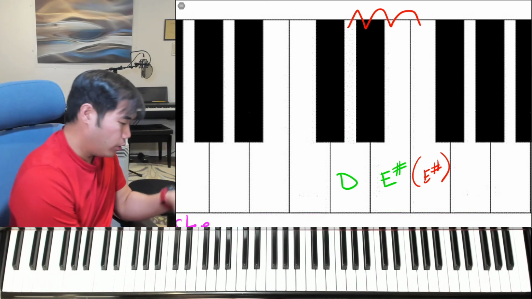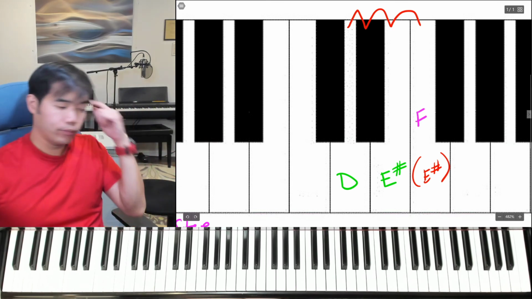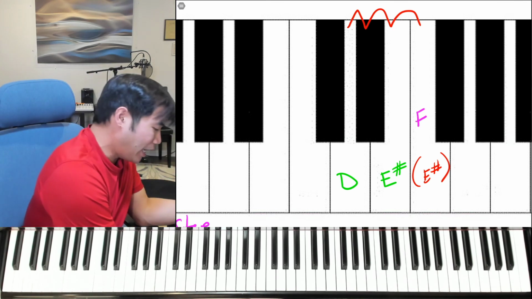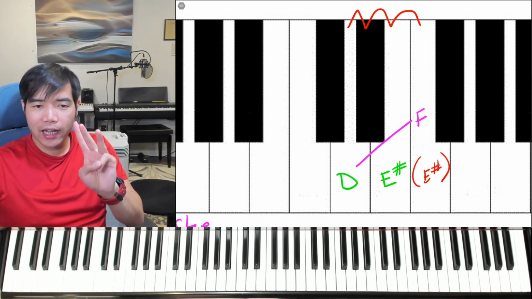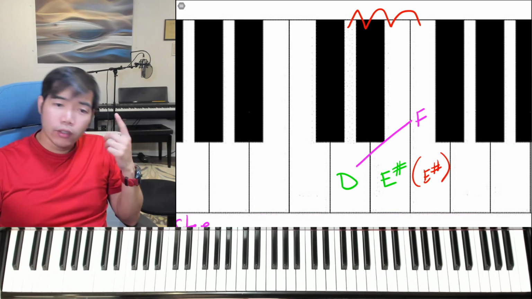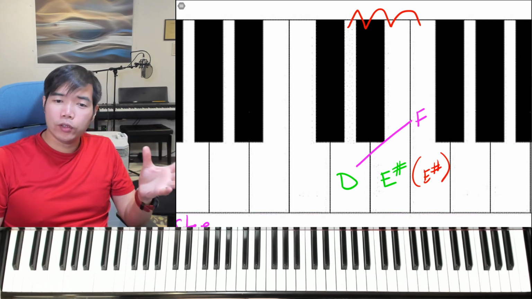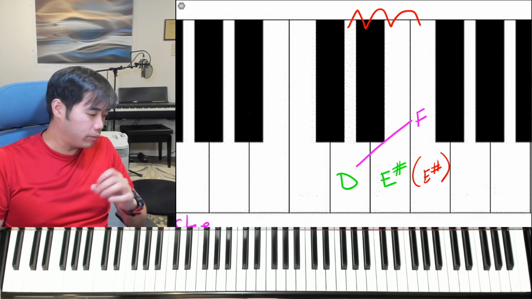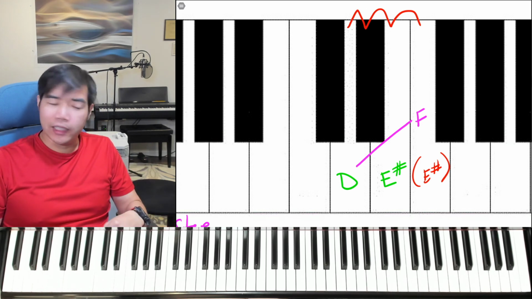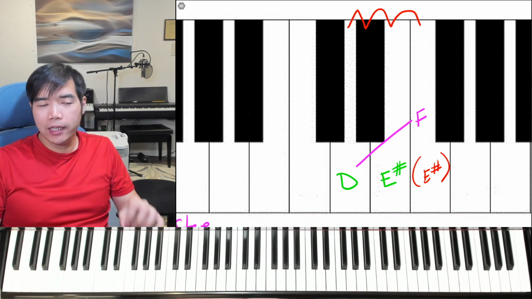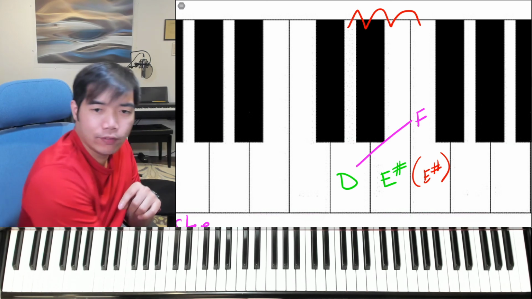For example, we note that this E sharp is also the note F. If it's spelled D and F, this is no longer a second, because D, E, F is a third. So this would be a third. Okay, so you can have intervals that are actually enharmonic as well. If it's spelled D to E sharp, that would be an augmented second. If it's spelled D to F, it would be a minor third. And we're going to talk about thirds in the next video.